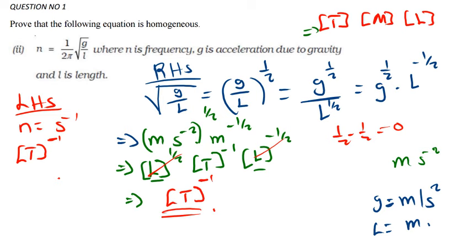So we can clearly see that the left hand side and the right hand side are the same. Therefore, this equation is homogeneous, hence proved. We have the same left hand side and right hand side. So that is it for the first question.